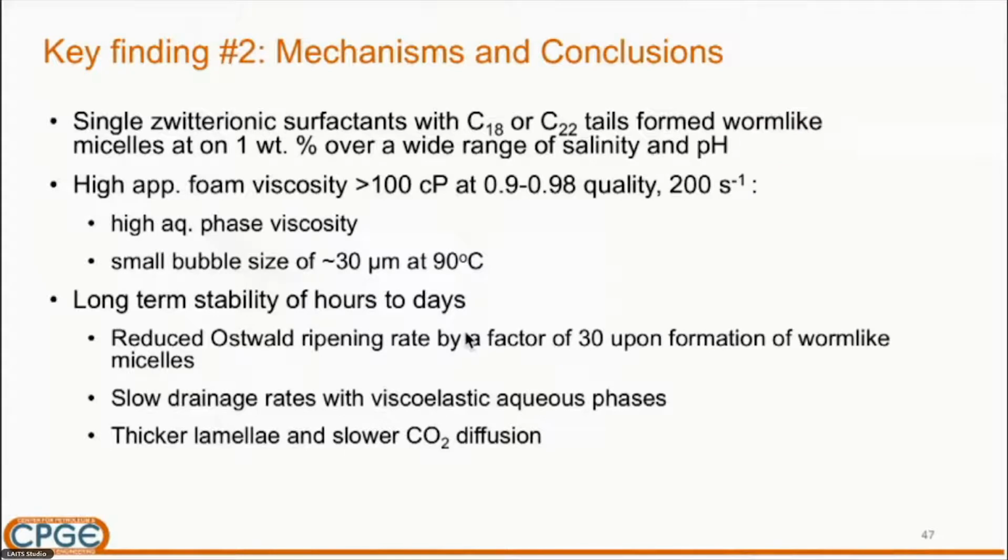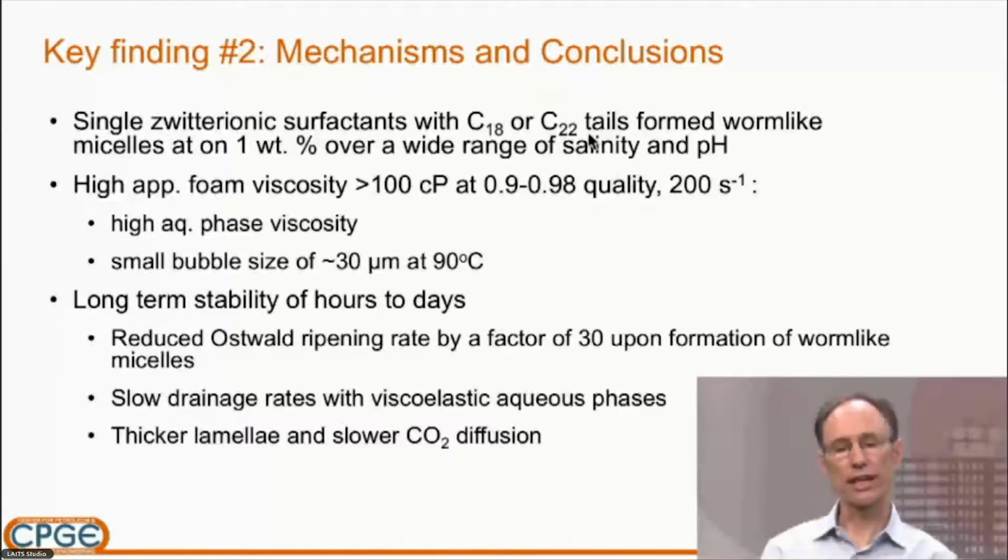So the key finding from the surfactant-based studies is that with just a single zwitterionic surfactant, we don't need cationic and anionic together, we just combine them into a single zwitterionic surfactant with either C18 or C22 tails. They form worm-like micelles at 1% concentrations. Now that's really attractive. Some of our earlier work required 4% surfactant. So here we can use these at low concentrations and they're salt and pH tolerant. It leads to high viscosities at shear rates of 200 inverse seconds, even for these very ultra dry foams. The high aqueous phase viscosities and the small bubble sizes together lead to the high apparent foam viscosities.